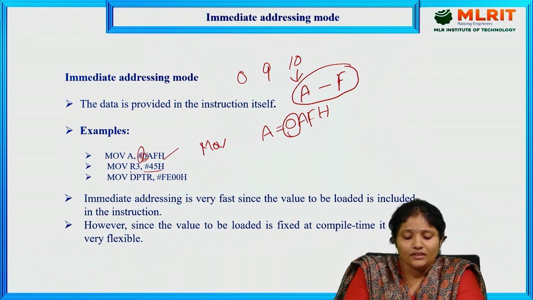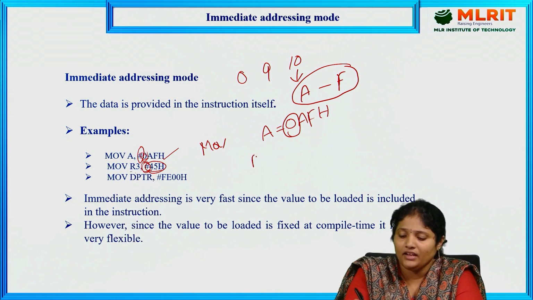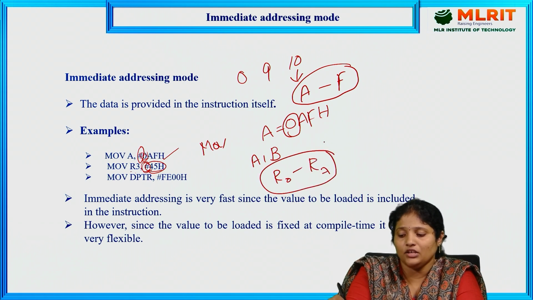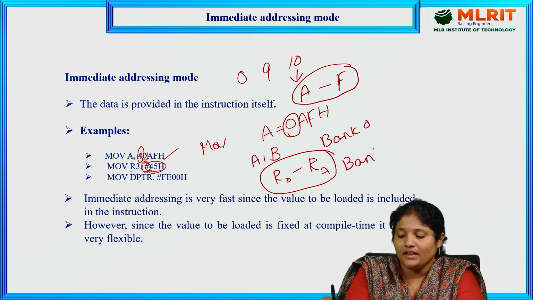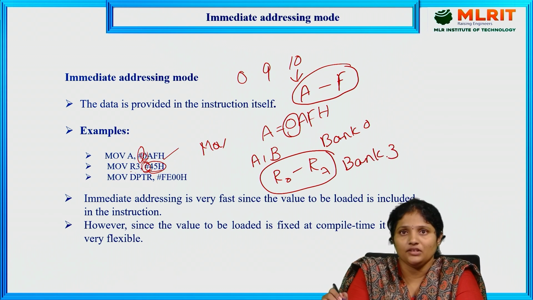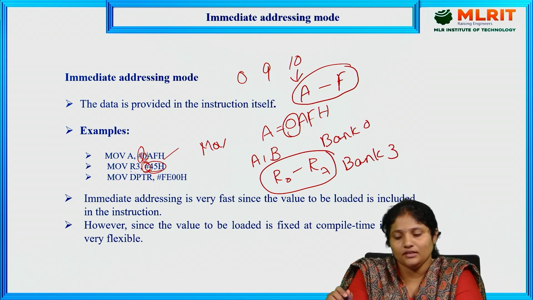Here the data 45 is immediate data because we mentioned the hash. So this data will be moved to the R3 register. As you all know, we have A and B general purpose registers and R0 to R7 registers from bank 0 to bank 3. So there are 4 banks, each one having 8 registers, and you can utilize all these registers from each bank separately.